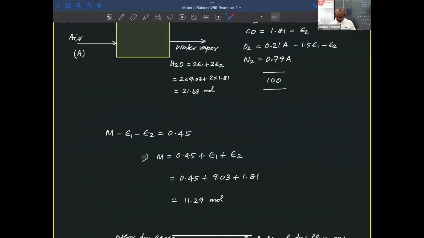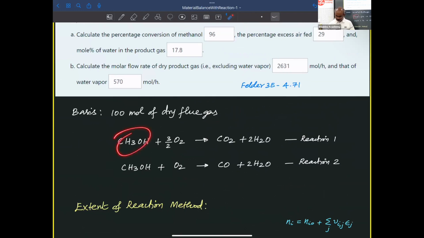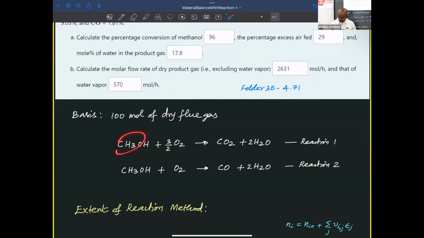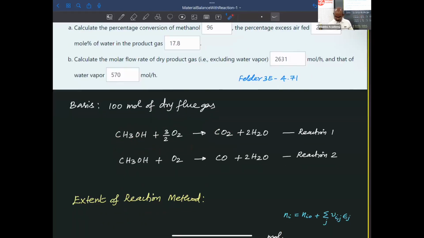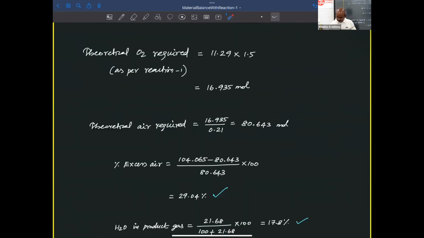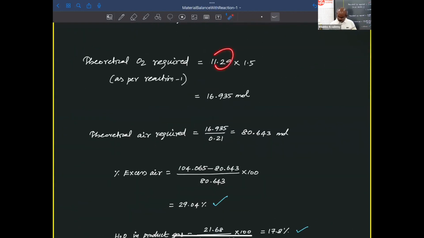The theoretical O2 required is based on complete combustion. Methanol is supposed to go to CO2, so you always have to calculate the theoretical requirement based on the first reaction. So methanol entering is how much? It is M, 11.29. So for 11.29, how much O2 is needed?